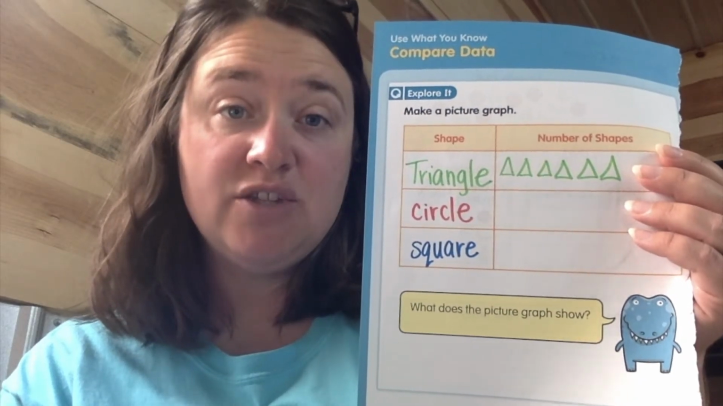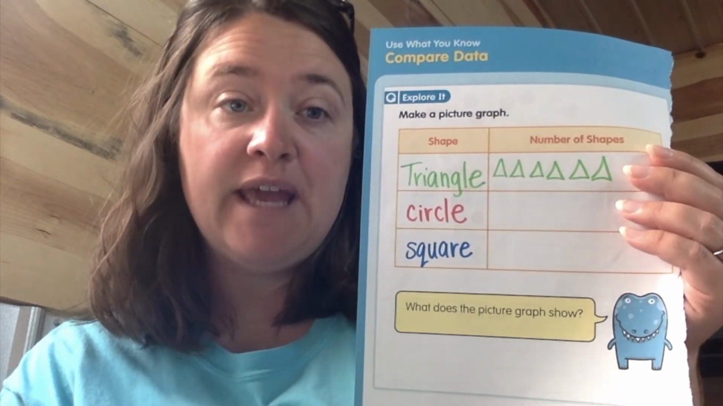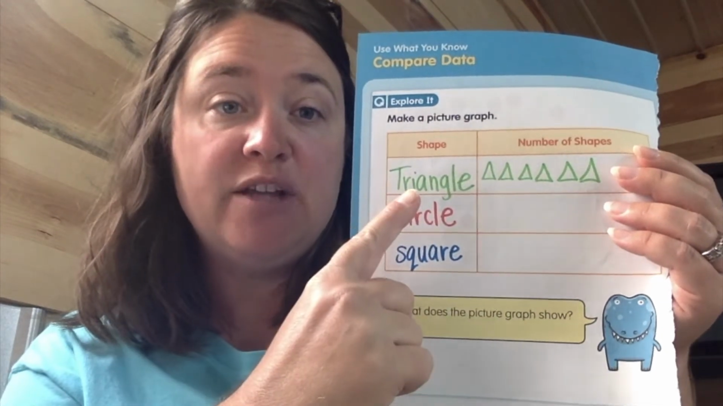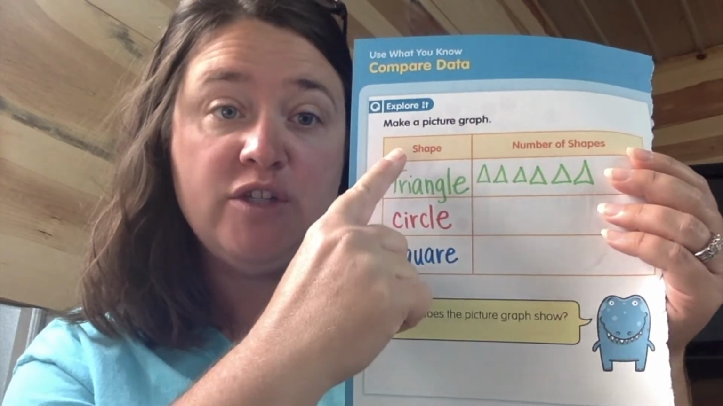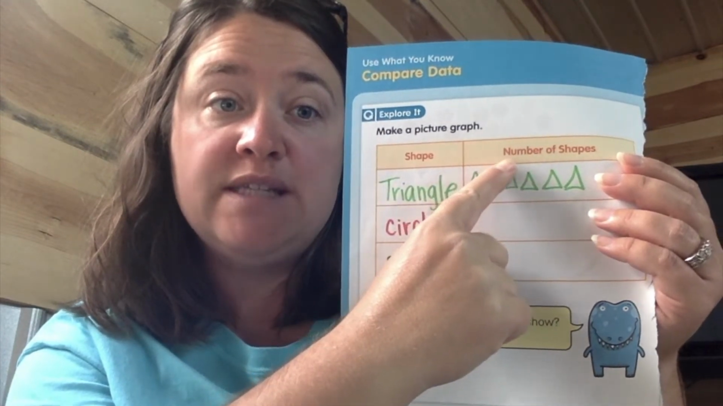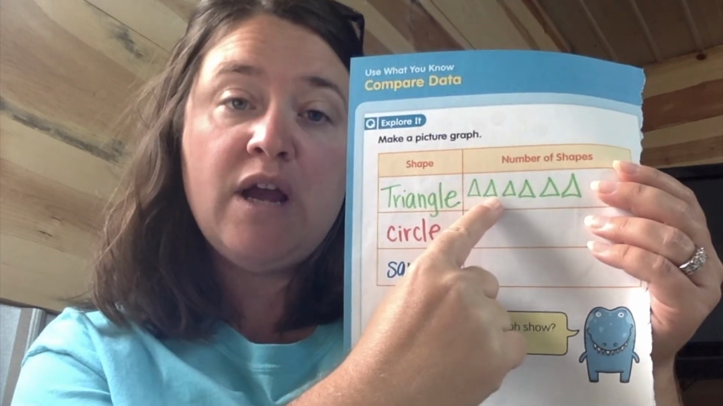If you counted 6 triangles in the picture, you are correct. So now you will take a marker, crayon, pencil, whatever you want to, and out beside triangle, under the first heading of shape, we will go across, and under the second heading where it says number of shapes, we will draw 6 triangles.